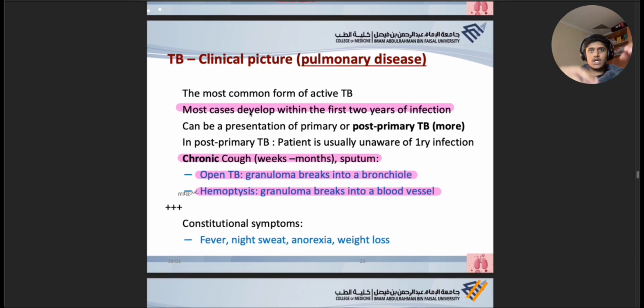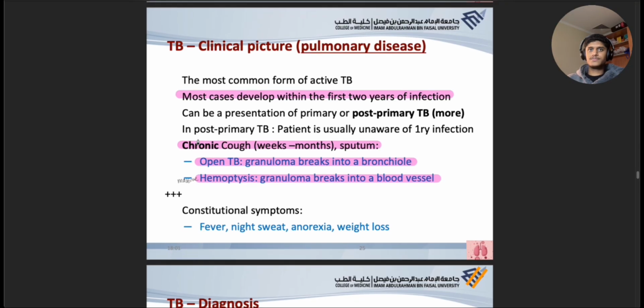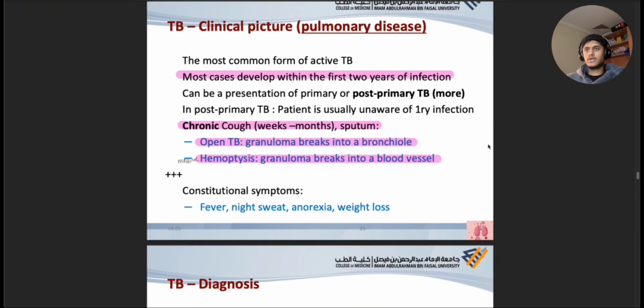The most common type and form of active TB is pulmonary disease, and most cases develop within the first 2 years of the infection, and the post-primary TB is much more prevalent than the primary one. And patients usually are unaware of the first year infection. They have a chronic cough for months or weeks, they have sputum, but they don't know what is happening within their body.